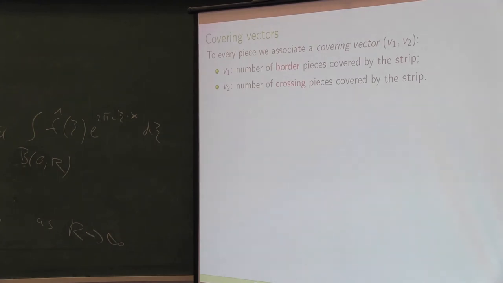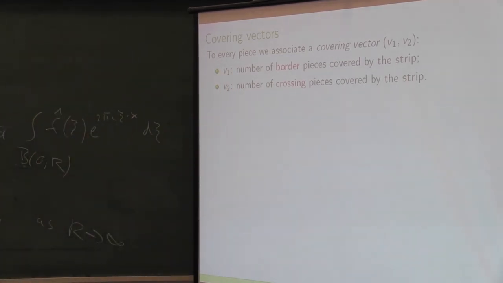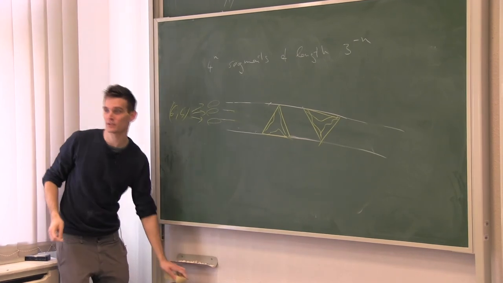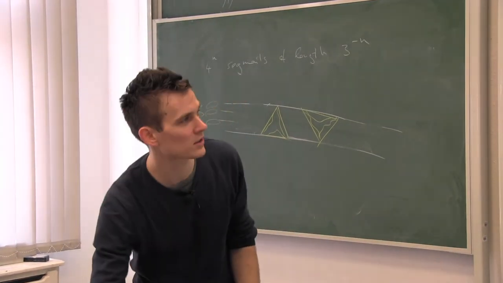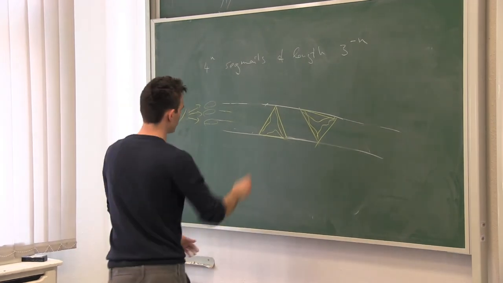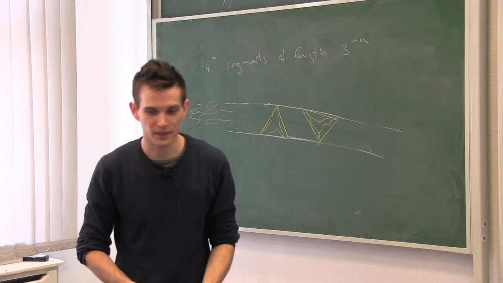A covering vector will be just this: we keep track of the number of border pieces and the number of crossing pieces as well, not just their sum. Their sum is the covering number, but we need to know the number of border pieces and crossing pieces separately. Once we have this vector, for example 6, 4, it will determine all three subvectors. So the covering vector determines the three next level covering vectors completely. It's very easy: you look at the different pieces and how many subpieces each contains. You look at the figure, and it turns out that these will be the three covering vectors.